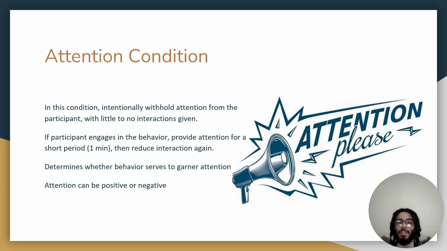The next condition is going to be the attention condition. In this one, you're going to intentionally withhold attention from the participant, and there's going to be little to no interaction. If the participant engages in the behavior, provide attention for a short period, 30 seconds to 1 minute, and then remove the interaction again. This determines whether the behavior serves to garner attention, and attention can be positive or negative. Remember that.